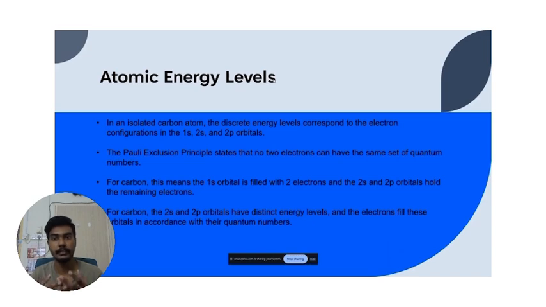So the first would be atomic energy levels. In an isolated carbon atom, the discrete energy levels correspond to the electron configuration in the 1s, 2s, and 2p orbitals. The Pauli exclusion principle states that no two electrons can have the same set of quantum numbers. For carbon, this means that the 1s orbital is filled with two electrons and the 2s and 2p orbitals hold the remaining electrons. For carbon, the 2s and 2p orbitals have distinct energy levels, and the electrons fill these orbitals in accordance with their quantum numbers.